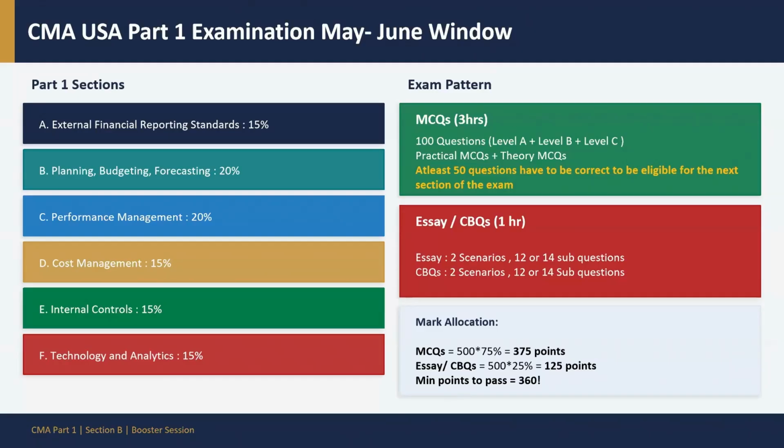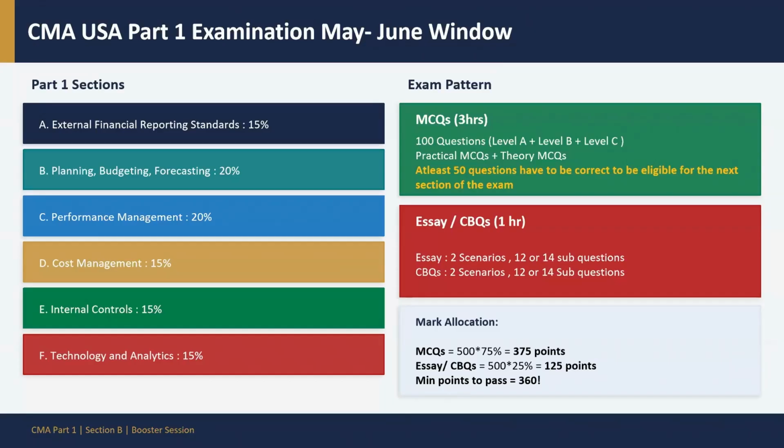We never know. You should be prepared for both practical and theory. Then at least 50 questions have to be correct for you in order to be eligible for the next section of the exam, which is essay or CBQs. But that doesn't mean that as soon as we enter into the next section, we pass the examination. That is just the criteria for entering into the next section.